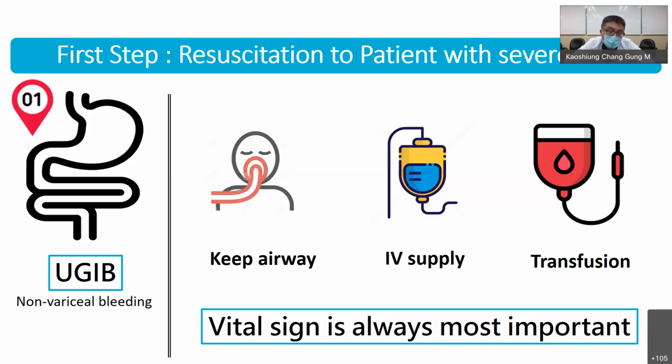Next, if patients have unstable hemodynamics, you need to give crystalloid fluid resuscitation to make the patient's hemodynamics more stable. The next is to consider which blood component to give patients. You always need to remember this: vital signs are always the most important and first thing you need to treat.